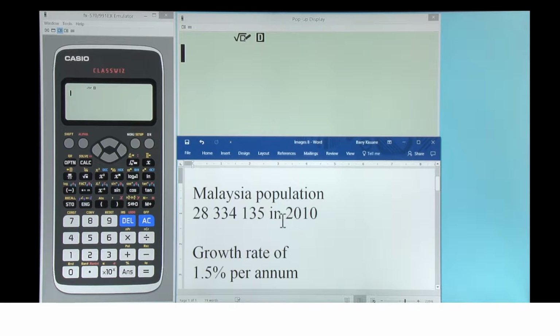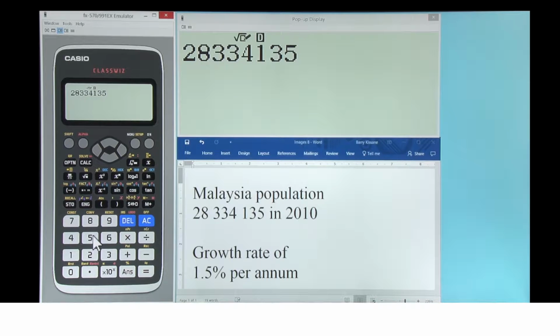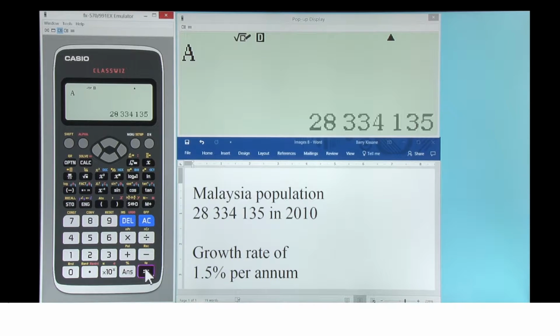We'll store this value of 28,334,135 into memory A. So we use store and number A. You can see the pink A above there, so that we don't have to keep entering it all of the time. And just to show how that works, if we now tap alpha and A, we can see the value is recalled to the screen.